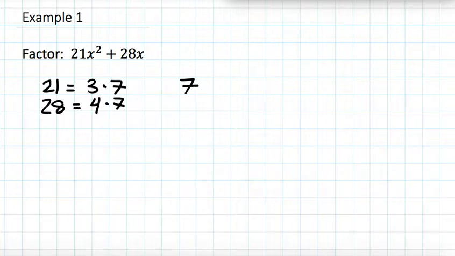So 7. Then looking at the variables, I see that they both have x. Remember, if you have an x by itself, it has an automatic 1. So the smallest exponent would be 1. So this is going to be x to the first. Now in my parentheses, what I want to think about is what do I multiply by 7x to get 21x squared? Well, I need to multiply 7 by 3 to get 21. And I need to multiply x by x to get x squared. So that term is going to be 3x. Then I'm going to have a plus sign. And then my second term is 28x.